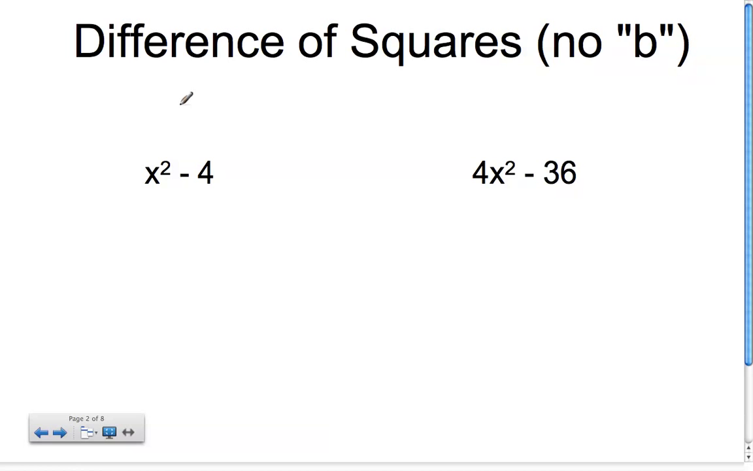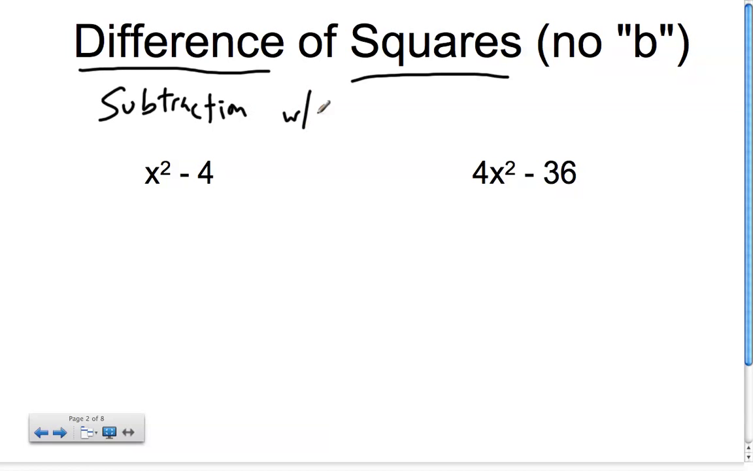For this to be a difference of squares, meaning there's no b value, we look to see what we have in front of us. And look, there's no x term. Okay, so what we're going to try to prove to ourselves is that this is a difference of squares, which means this is a subtraction problem with perfect squares.